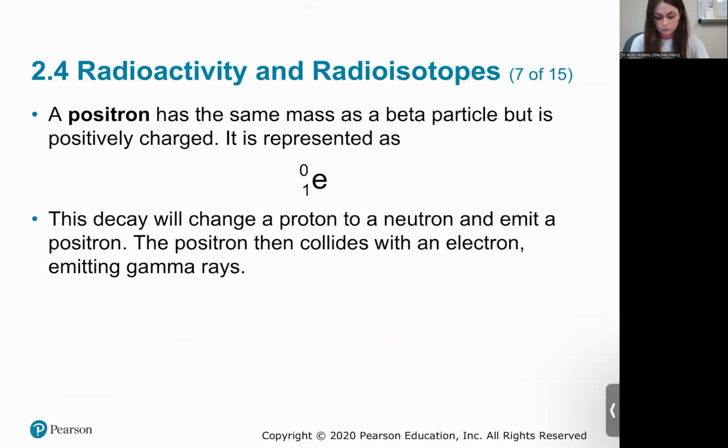So moving on to a positron, kind of comparable to the beta particle, except it's positively charged. It also has the same high energy, and the same mass as that high energy particle.